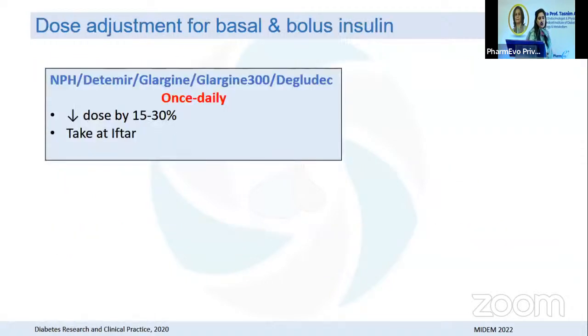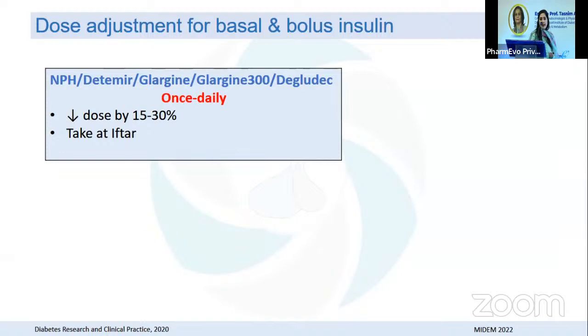So how do we adjust the dose for basal and bolus insulin? We know that there are different kinds of basal insulin with different half-lives, like NPH, Detemir, Glargine, concentrated Glargine, or Degludec. Glargine U300 and Degludec have relatively longer half-lives in comparison to NPH and Detemir. If the patient is taking it once daily, then advise reducing the dose by 15 to 30%, and basal insulin should be taken at iftar.